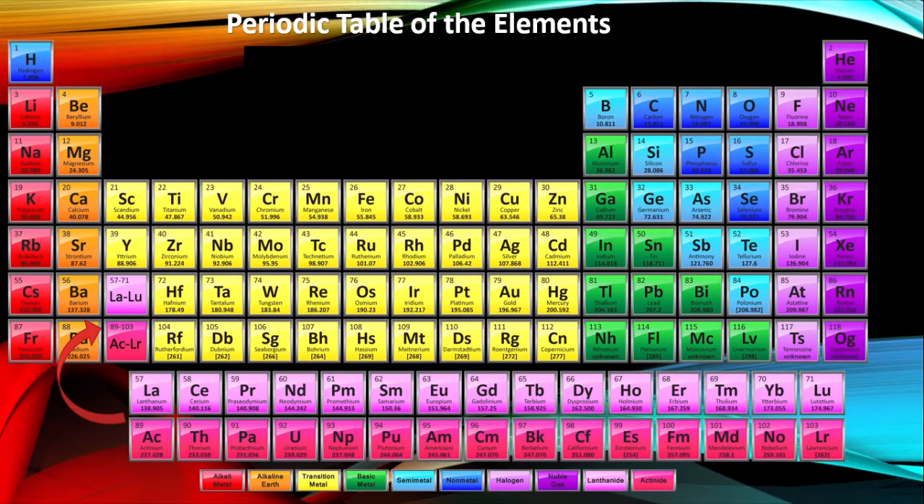The periodic table has a number of rows. There are 1, 2, 3, 4, 5, 6, 7. That means there are 7 rows in the periodic table.